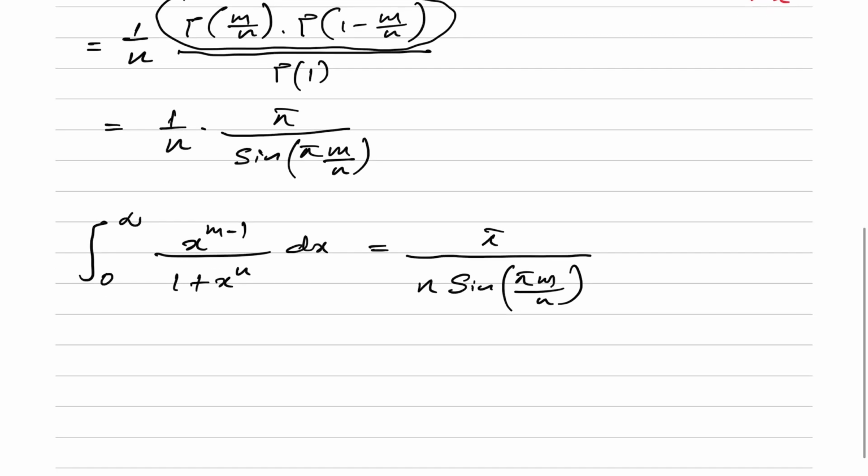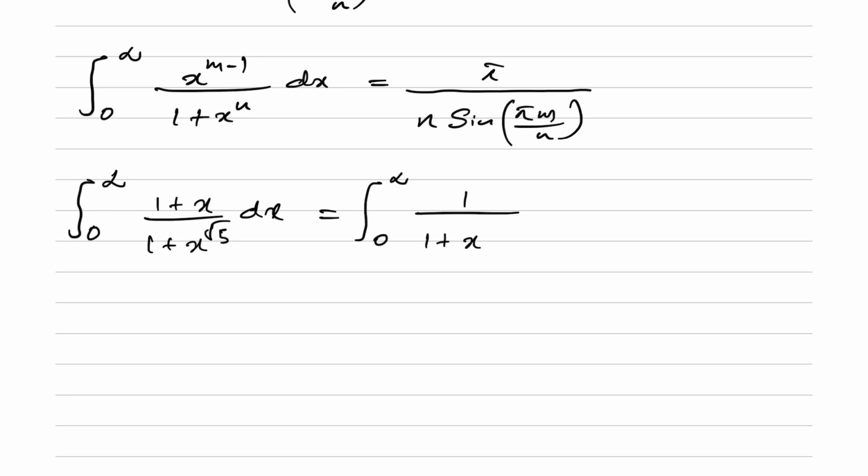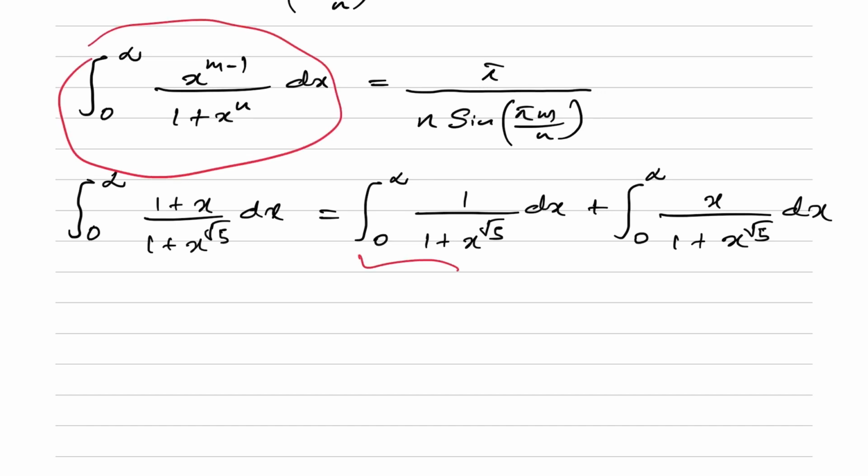Well, now let's solve our integral from 0 to infinity of (1 + x) over (1 + x^√5) dx. Now we can split this integral into two integrals: the integral from 0 to infinity of 1 over (1 + x^√5) dx plus the integral from 0 to infinity of x over (1 + x^√5) dx. Comparing with the formula, for the first integral m is equal to 1 and n is equal to √5. For the second integral, m − 1 is 1, so m is 2, and n is equal to √5.